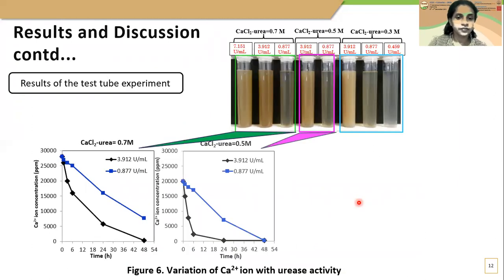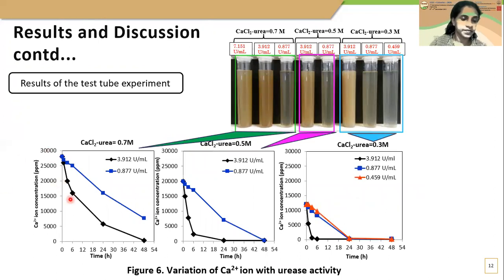According to the results of the test tube experiment, the rate of decrease of calcium ion concentration increases with the increase of the urease activity. When we come to the low concentration of calcium chloride urea, we can see a small amount of urease can be used to hydrolyze this small amount of urea. But for the 0.7 molar case, that small amount of urease is not enough for the precipitation of calcium carbonate.